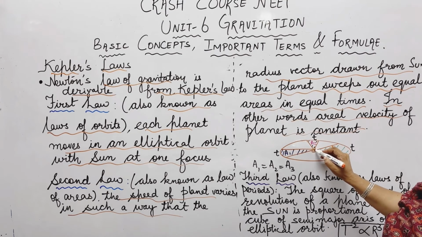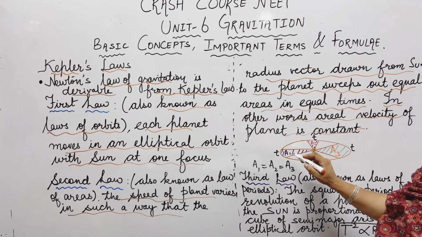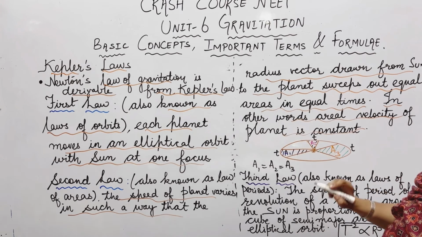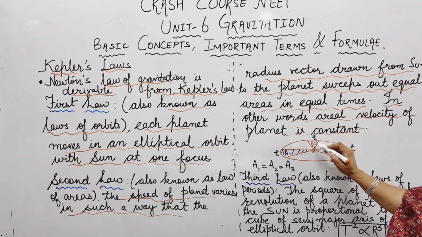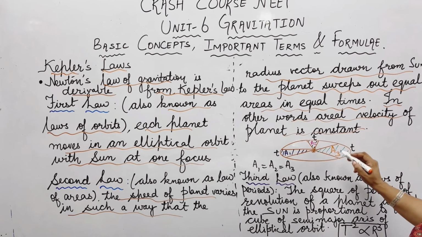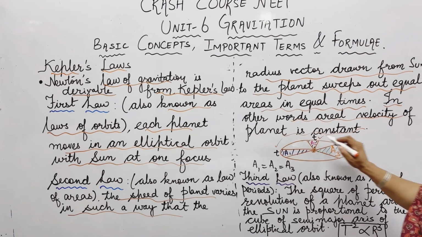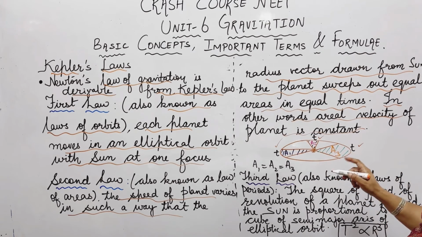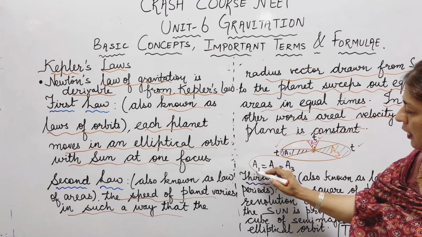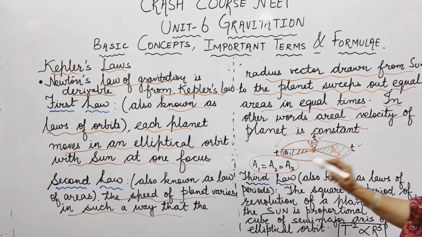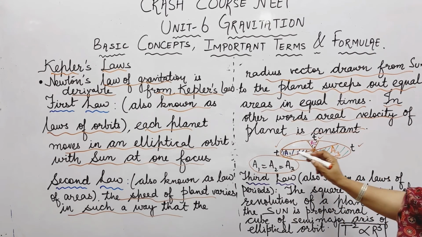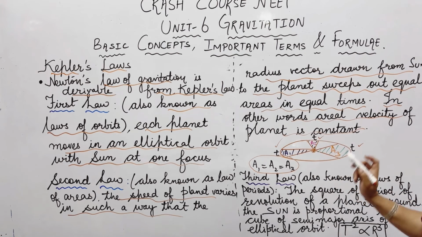For example, the sun is at this position and in this elliptical orbit, A1 area is swept in time t, A2 area also takes time t to sweep, and A3 area also takes time t to sweep. For the same time, the areas swept will be equal, that is A1 equals A2 equals A3, because the time taken for sweeping out is the same.